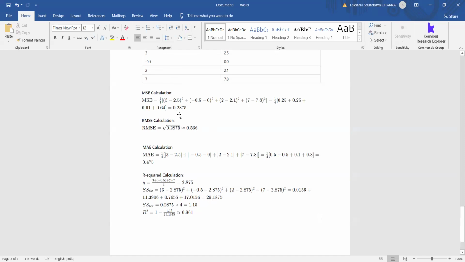We know the MSE value already, and we have 4 values here. So we do 0.2875 times 4, which is 1.15. Here, we need to find the value of R squared at the end. First, 1 minus SS residuals by SS total, which works out to 0.961. That's it. Thank you.